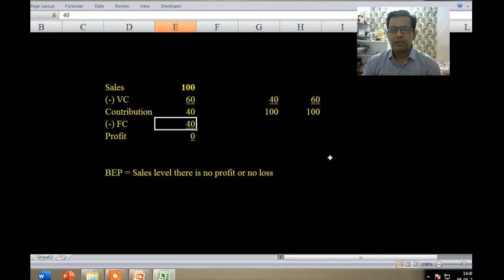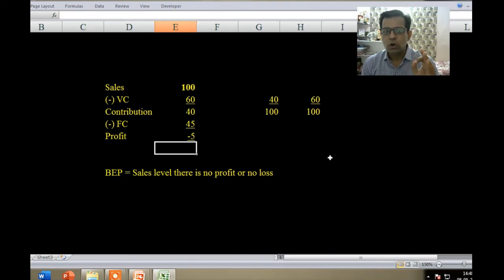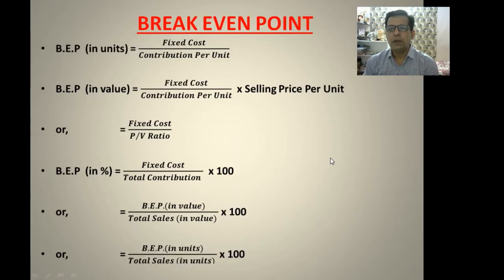Because if I decrease my contribution, say back to 25, I end up getting a profit. Similarly, if I increase my contribution, I end up getting a loss. Right? It is only if my contribution is equal to fixed cost that I get my break-even point. That means if I get this 40, the answer here is 0. And based on this, we have all the formulas to learn.